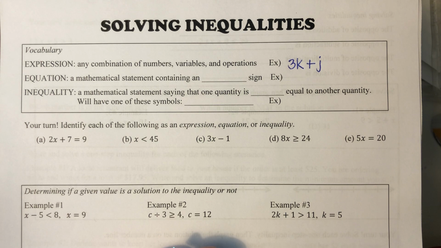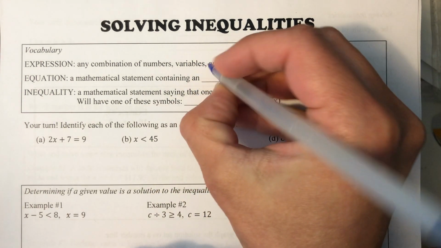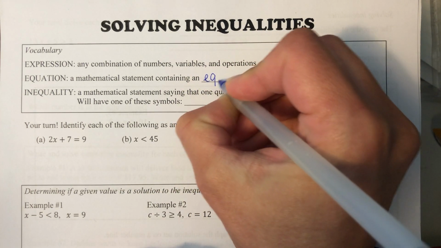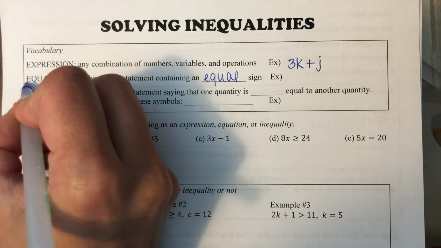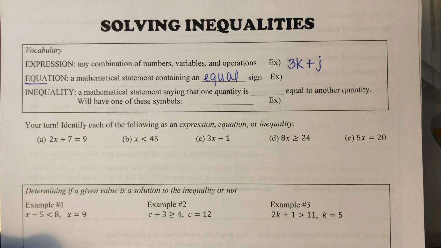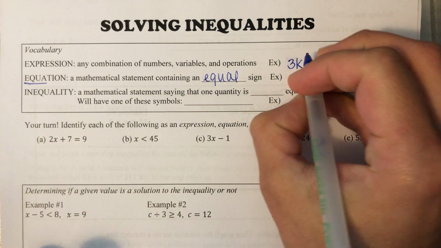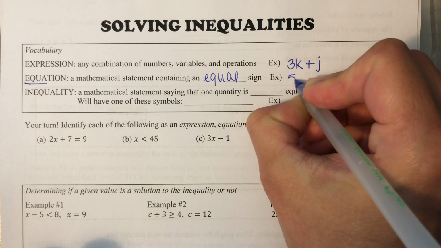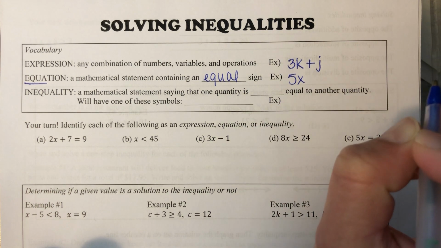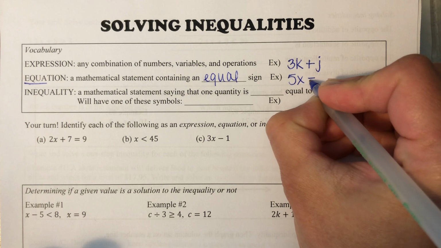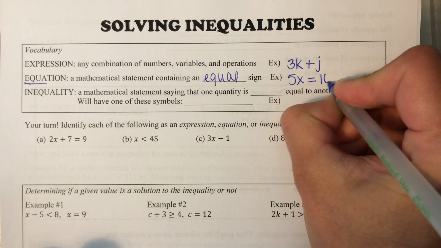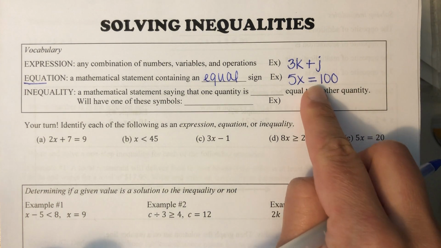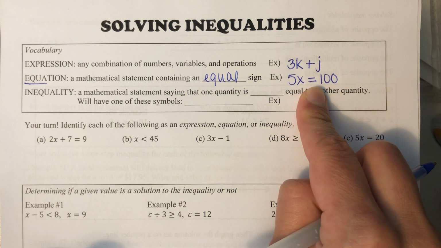An equation is a mathematical statement containing an equal sign. Can I actually see the word equal almost in the word equation? So maybe I still have numbers with variables, but now I'm going to be equal to something. So equations will have an equal sign.